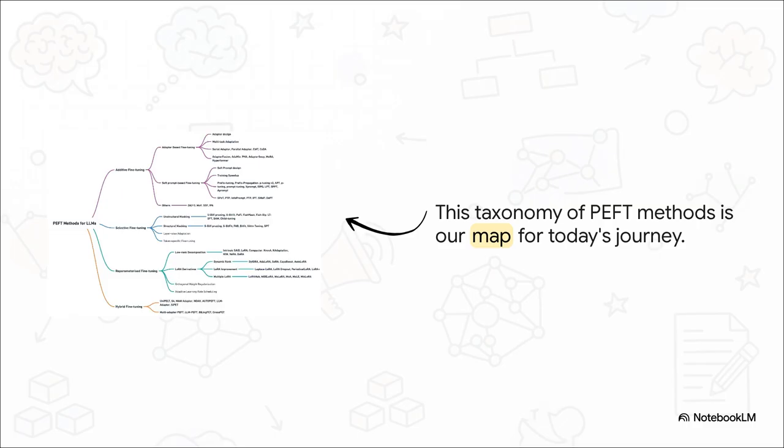What you're looking at is a taxonomy of all the different families of techniques we can use. You've got methods that add new trainable parts to the model and others that totally change how the model's weights get updated during training. Now, we're not going to visit every single spot on this map today, but it gives you a feel for the incredible landscape out there. This is going to be our guide for today's journey.